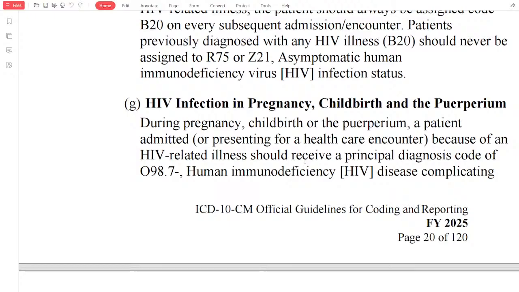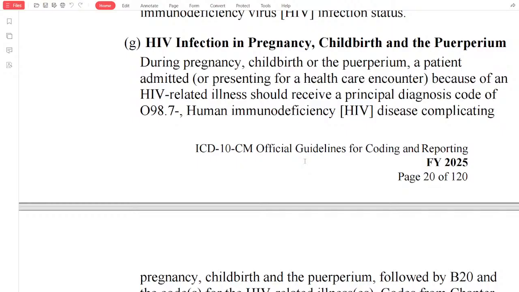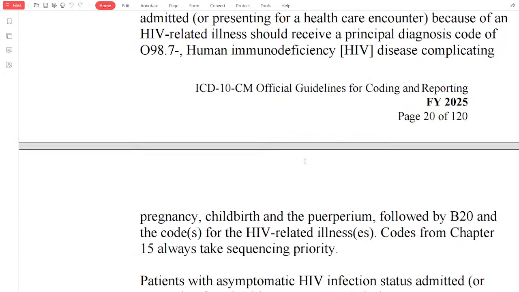Next is HIV infection in pregnancy, childbirth, and the puerperium. Here there is a condition: during pregnancy, childbirth, or the puerperium, a patient admitted because of an HIV related illness should receive a principal diagnosis code of O98.7, for human immunodeficiency disease complicating pregnancy. In pregnancy related cases, the O series of codes has priority over other codes. So if a pregnant woman has an HIV related condition, you code O98.7, for HIV disease complicating pregnancy, childbirth, and the puerperium. Got it? Not B20 first. First you code O98.7, followed by B20.